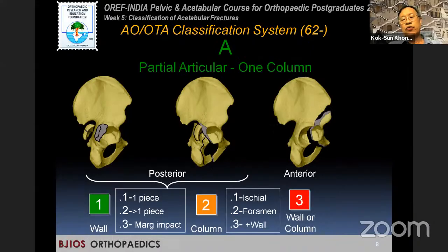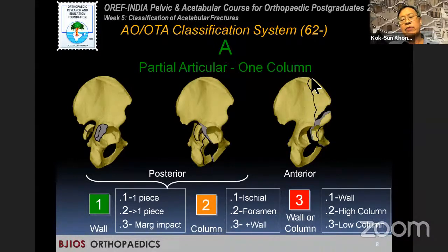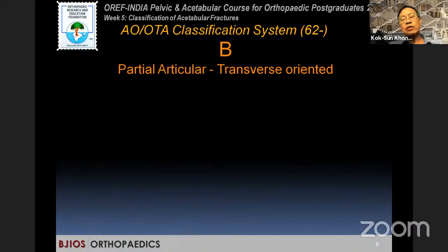Then we go to the A3s. So in A3s, we are talking about the fracture of the anterior wall. It's an A3.1, so fracture just the wall without the column. If you have a fracture that goes through the column high, right up to the iliac crest, it's an A3.2. And then when it's very low, it's A3.3. So this denotes the difficulty and the complexity of the injury, and also the ease or difficulty in the internal fixation method and approaches. Then we go into the transverse orientated fractures, which is the B-type fracture.